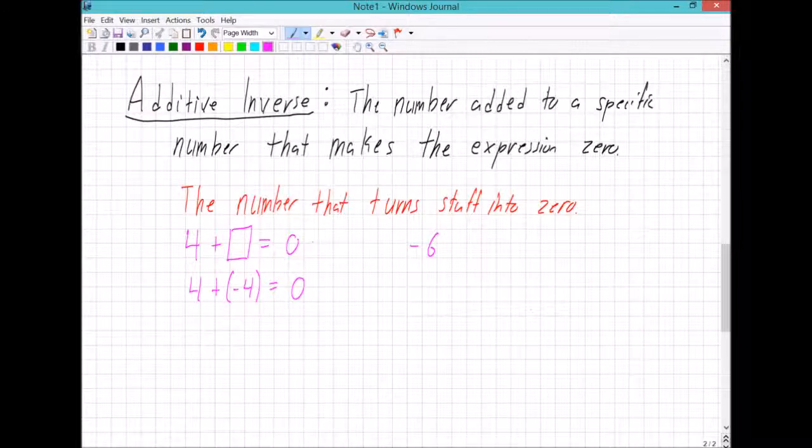What about negative 6? What's the additive inverse of that? Well, negative 6 plus what equals 0? Yep, 6. What about the additive inverse of negative 1/2? Yeah, that would be positive 1/2. What about the additive inverse of 3/2? Well, that would be negative 3/2. All of these are additive inverses of each other, because when we add the two numbers together, they go to 0.